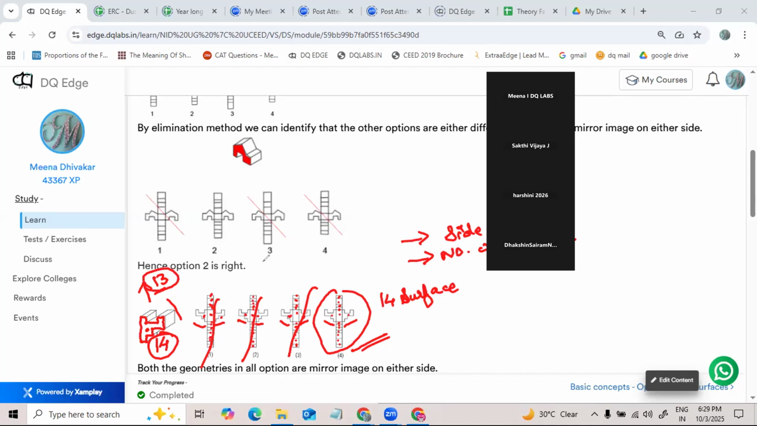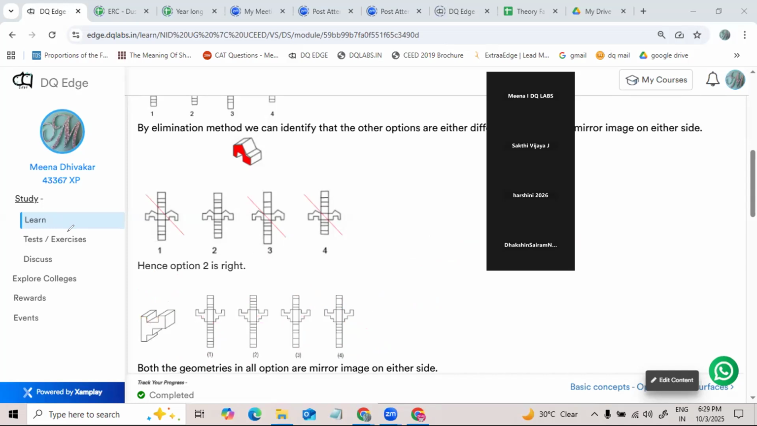Okay, can you see this? Now is it clear, how to do 3D to 2D? Any doubts in 3D to 2D? Can we do one example? Yes, ma'am.